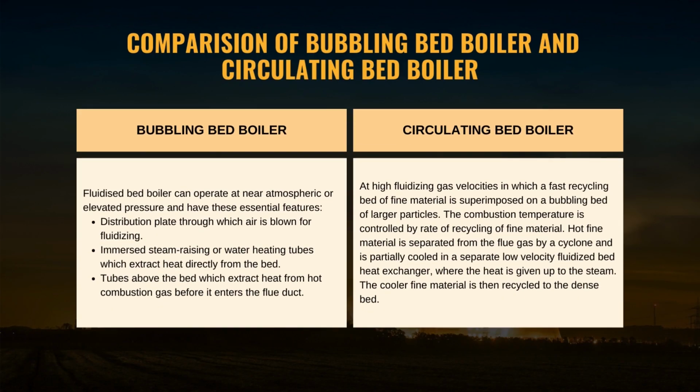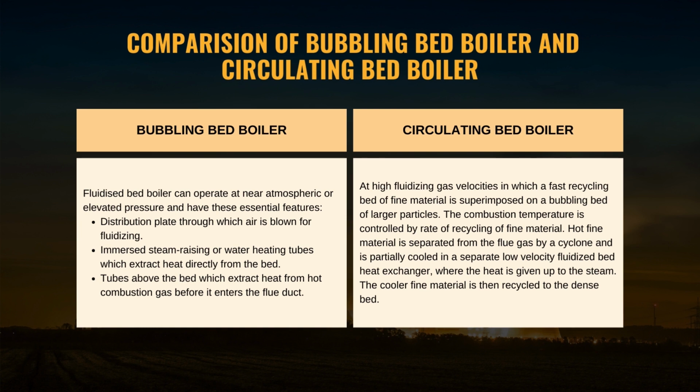Now, we will compare the features of bubbling bed boiler and circulating bed boiler. Features of bubbling bed boiler: fluidized bed boilers can operate at near atmospheric or elevated pressure and have these essential features, like a distribution plate through which air is blown for fluidizing, immersed steam raising or water heating tubes which extract heat directly from the bed, and tubes above the bed which extract heat from hot combustion gas before it enters the flue duct.